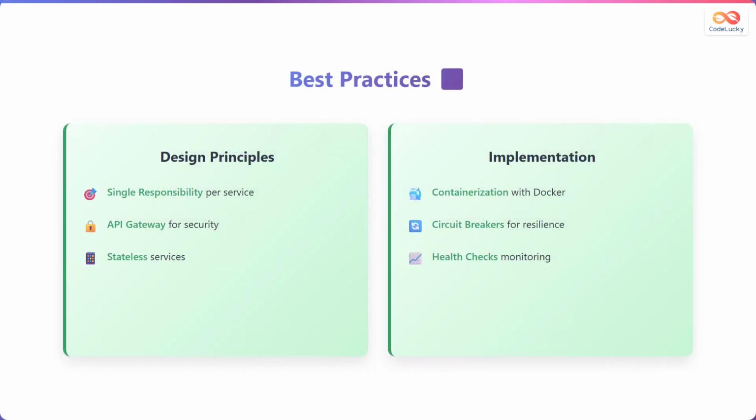Let's explore some best practices for implementing microservices. For design principles, ensure single responsibility per service, use an application programming interface or API gateway for security, and implement stateless services. For implementation, use containerization with Docker, implement circuit breakers for resilience, and incorporate health checks for monitoring.